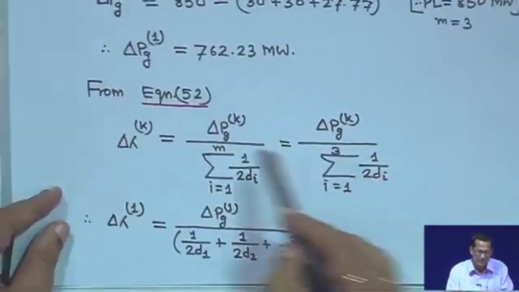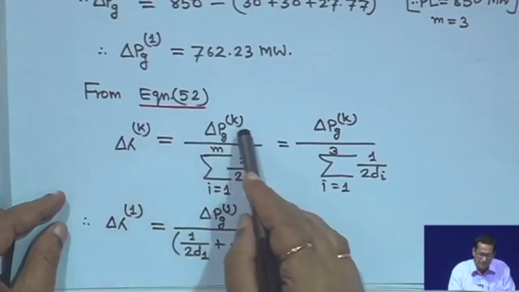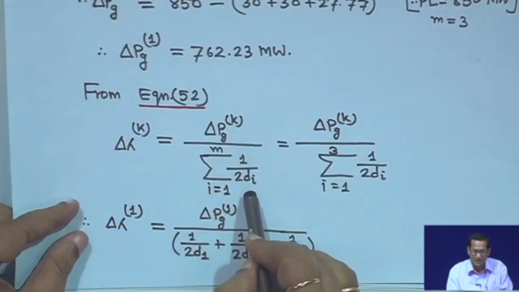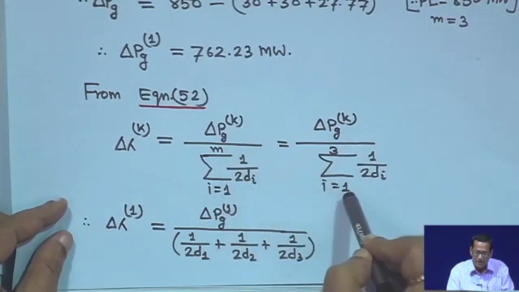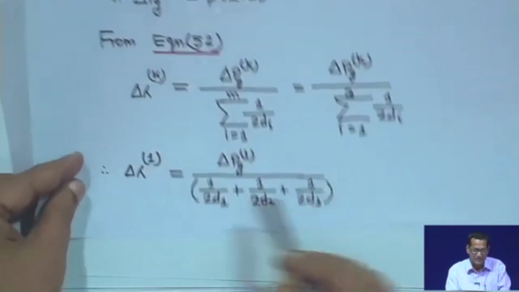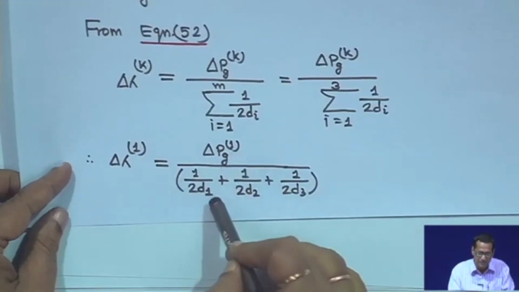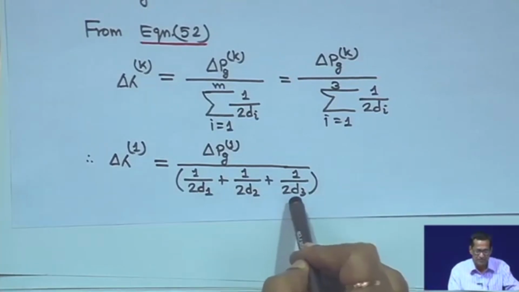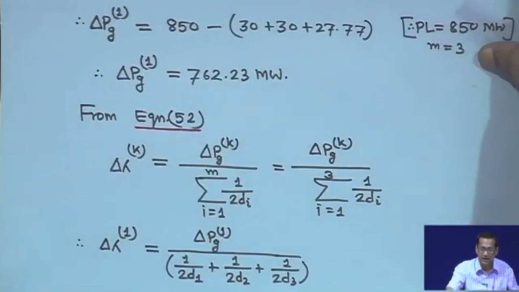Then use equation 52: delta lambda is equal to delta Pgk divided by the sum of i equal to 1 to m of 1 upon 2 di. Here m is equal to 3. So, when k is equal to 1, delta lambda 1 is delta Pg1 divided by 1 upon 2 d1 plus 1 upon 2 d2 plus 1 upon 2 d3. All these d1, d2, d3 values are known, and from here your delta Pg1 value is known. So, calculate delta lambda, right.